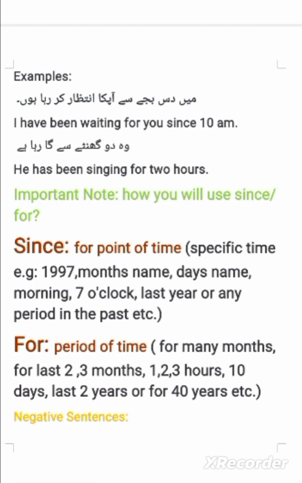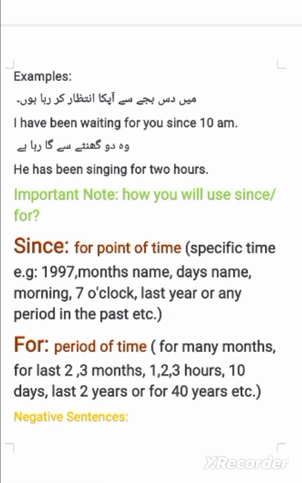So how will you use since or for? All right. So since you will use where there will be a point of time. All right, so point of time means whenever there will be the specification of time, where there will be specific time. All right, for example, and where there will be exact specification of the time. For example, मैं 1997 से okay, I'm doing this work since 1997. Okay, these types of words and months names.